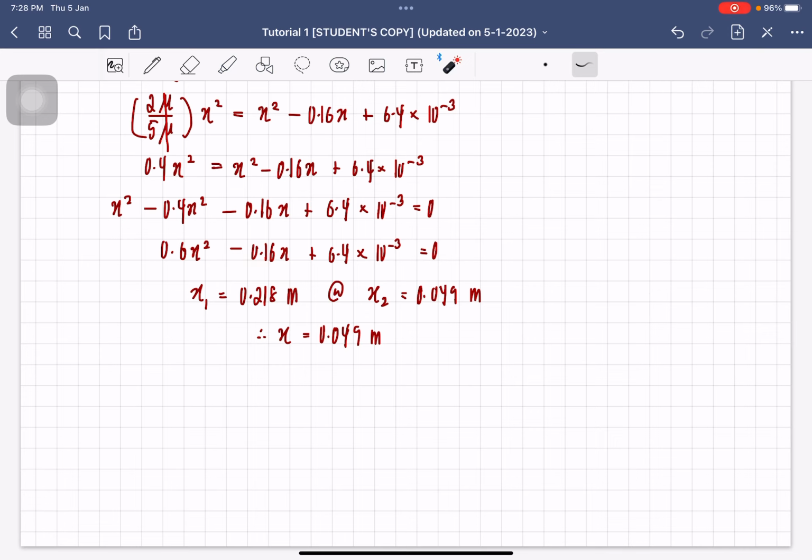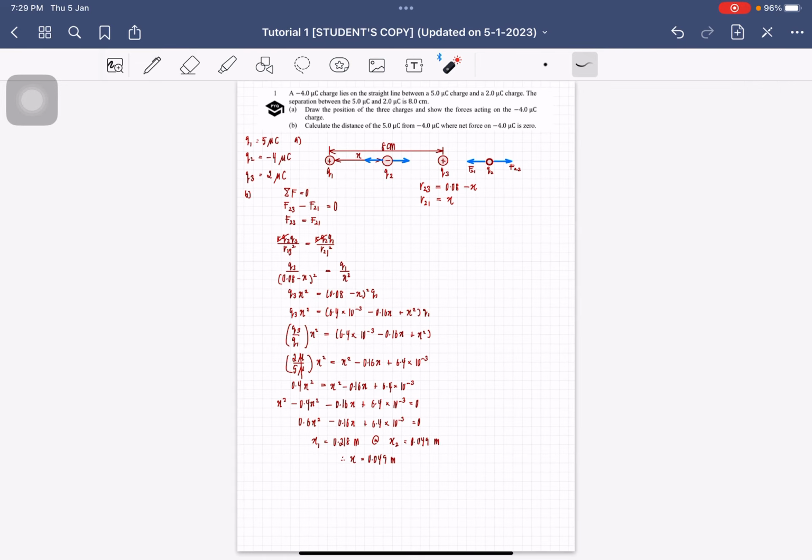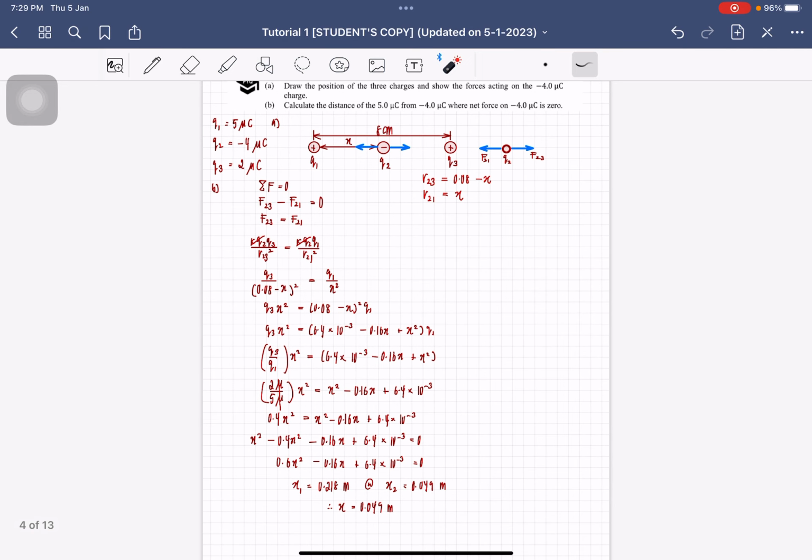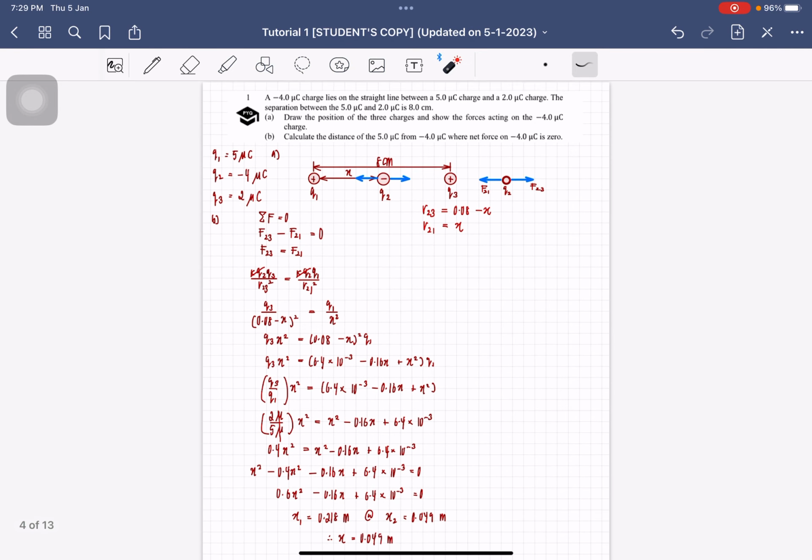But you don't have to explain it in your solution. You just have to write x 0.049 meter lah. Or you can also write here rejected. Alright? But that is basically how you solve for question number 1A and B.